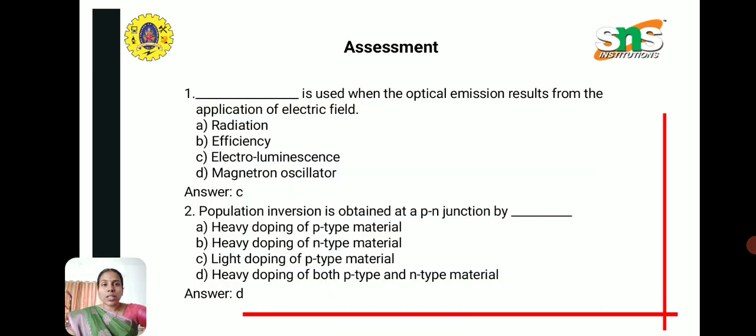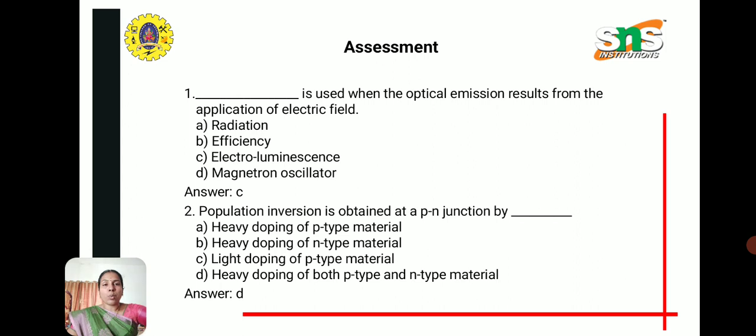So we can take the assessment. First question: which term is used when the optical emission results from the application of an electric field? The options are radiation, efficiency, electroluminescence, magnetron oscillator. The answer is electroluminescence. It is used when the optical emission results from the application of the electric field.